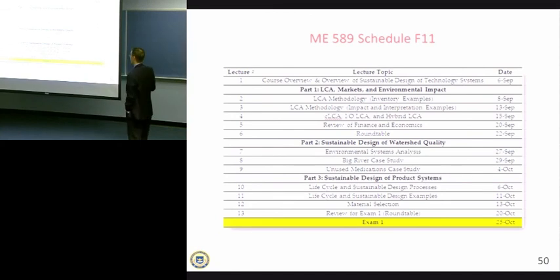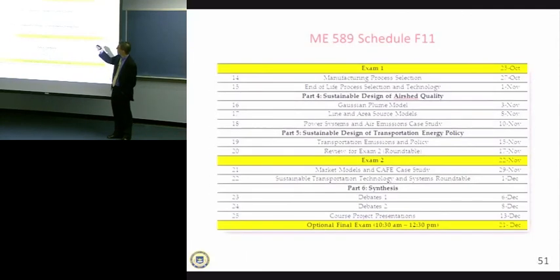Then we're going to look at examples in the life cycle. So we're going to look at materials just ahead of exam 1. We're going to have a review, a roundtable for all our exams. So materials, and we're going to look at manufacturing, and we're going to talk about end of life. That's going to take us through product.